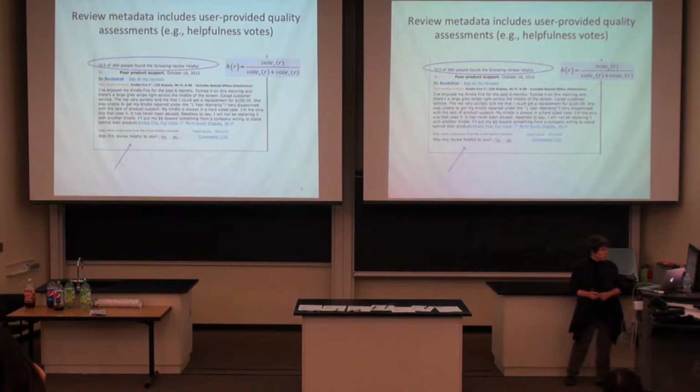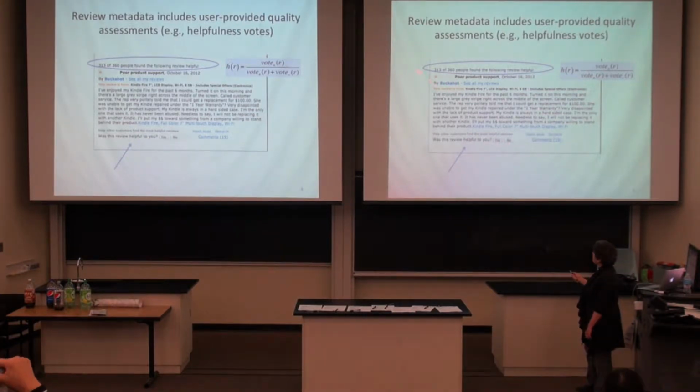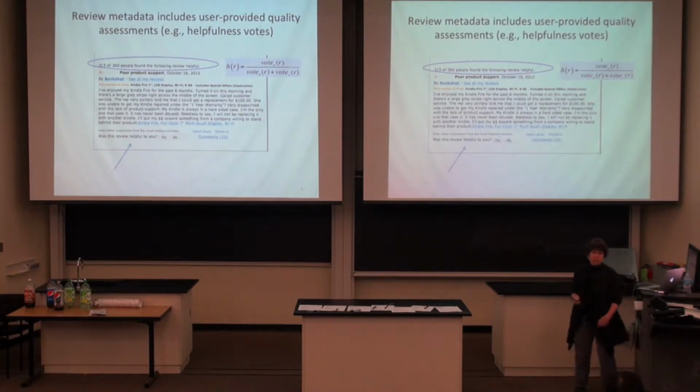So here's an example review where you can see that after you read the review, if you're a customer, you can say, was this review helpful to you? You can vote yes or no, and then the website will keep a running tally of how many people voted, and of those who voted, how many found it helpful. From this, you can construct a numerical rating from 0 to 1 by taking the number of positive votes and dividing it by the number of people who actually voted.